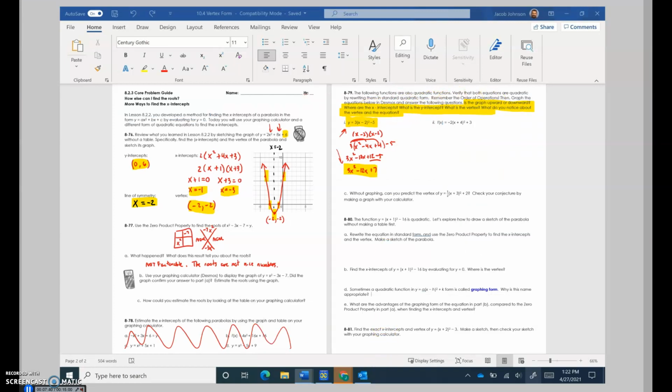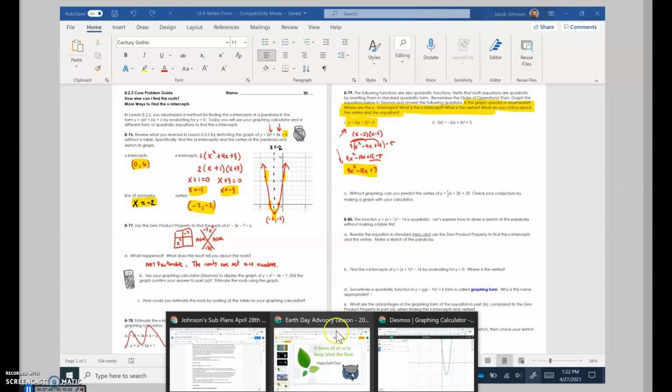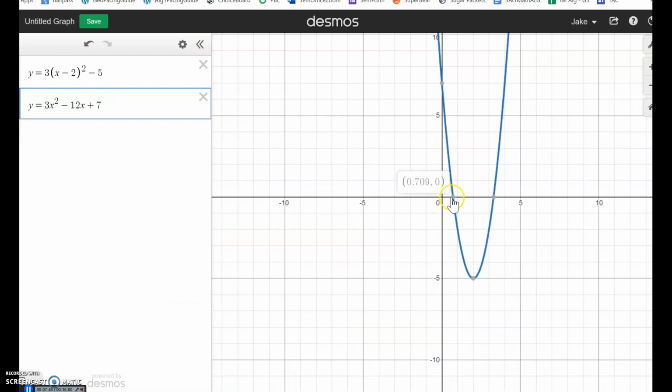The next question, what are the x-intercepts? So we're going to estimate those. So it looks like it's crossing at 0.7 and 3.3. So those are our x-intercepts. The y-intercept is up at 7. Hopefully you guys notice that in standard form you see this 7, but in vertex form you don't quite see that. Okay, that doesn't really give you the y-intercept like it does in standard form.